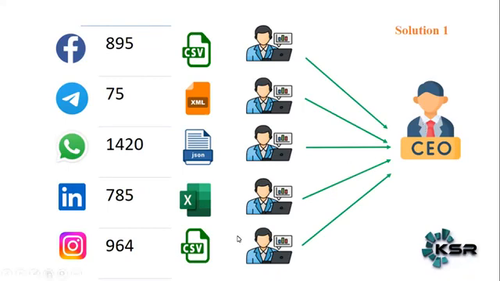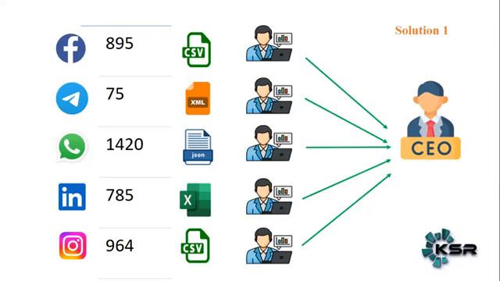Now, in the KSR team, we have 5 people taking care of 5 different platforms. One person is completely taking care of the WhatsApp leads. One person is taking care of the LinkedIn leads. One person is taking care of Twitter leads, and each one is maintaining in a different format. One person is maintaining in an Excel format. One person is maintaining a CSV format, and so on.